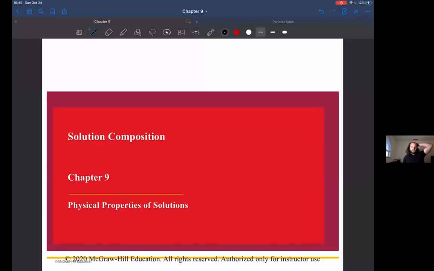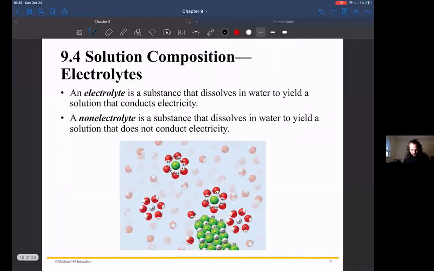All right. So now we talked about solution concentration and how to calculate it. Now let's talk about what it actually looks like in a solution, if you were to shrink down and see around what a solution looks like. Ionic compounds form what are called electrolyte solutions. So electrolytes are what happens when we dissolve ionic compounds.